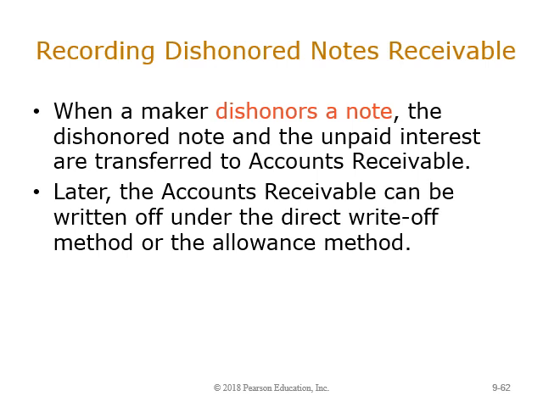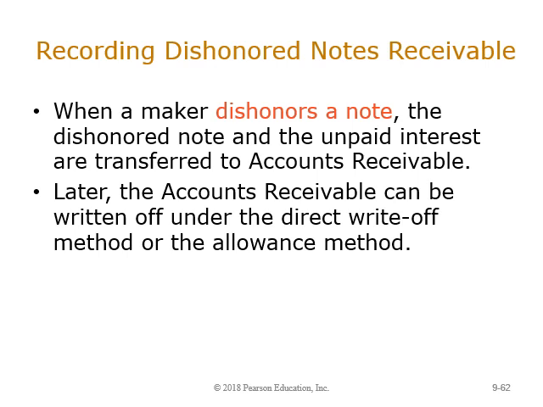So now we're going to talk about dishonored notes receivable. So when a maker dishonors a note, the dishonored note and the unpaid interest are transferred to accounts receivable. So basically what dishonored means is that they haven't paid us in the way that they should. Later, the accounts receivable can be written off under the direct write-off method or the allowance method.